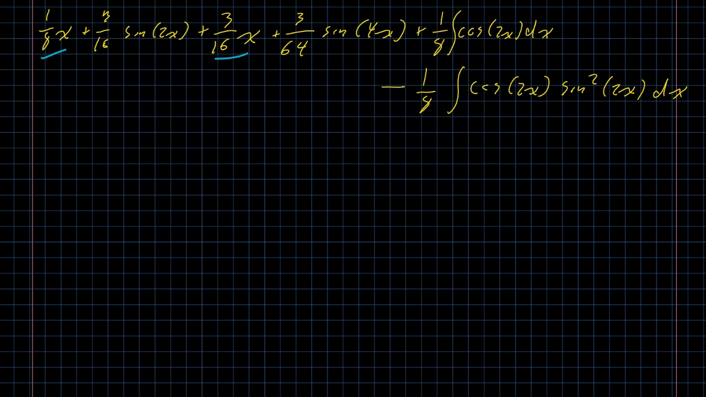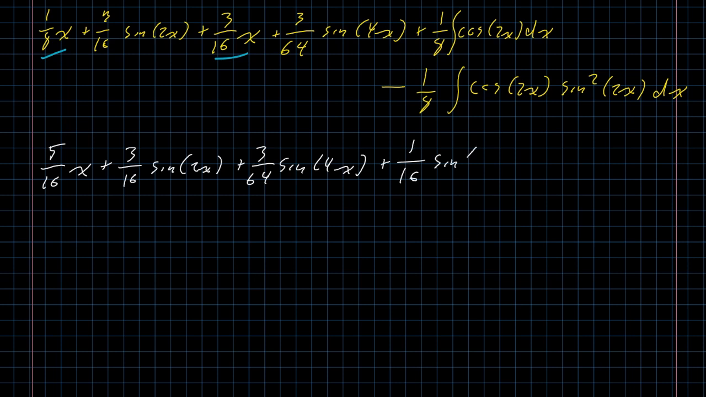All right. Combine some like terms. I have 1/8 x plus 3/16 x. All told, that's 5/16 x. I've got my 3/16 sine 2x. I've got my 3/64 sine of 4x. And then I've got some things I can deal with. Right? Integral of cosine 2x is 1/2 sine of 2x. We actually have already done that. So all told there, I'm going to have 1/16 sine 2x.